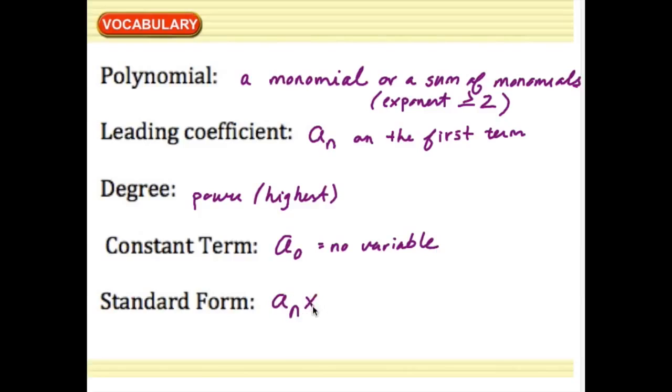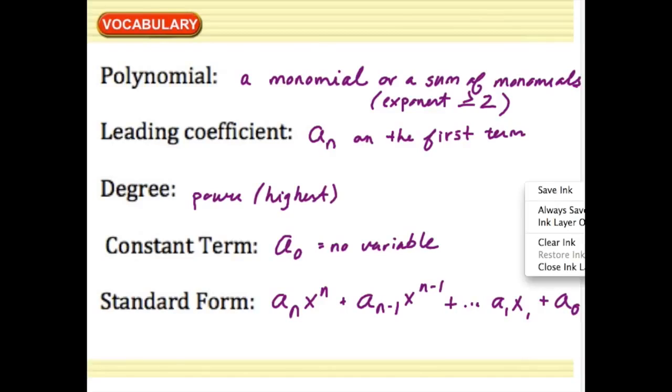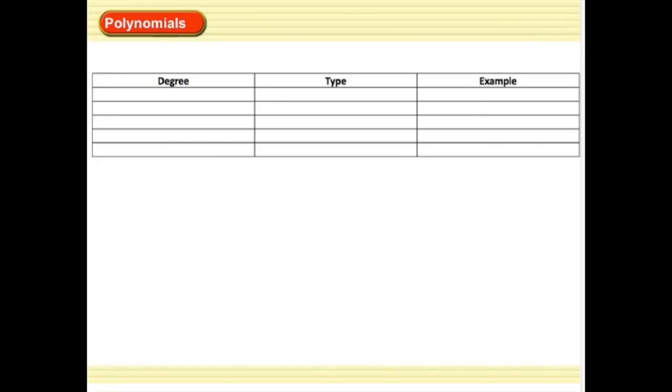And standard form, again, is a x to the n plus a x to the n minus 1, and so on and so forth until you get to a x to the 1, and just a to the 0. So we're consistently decreasing the value in our exponents.